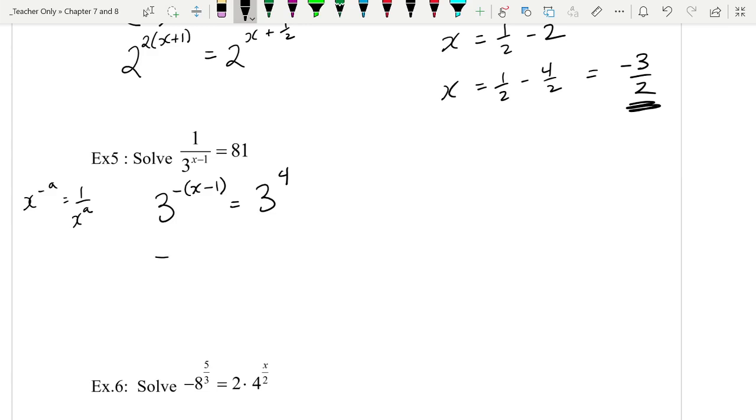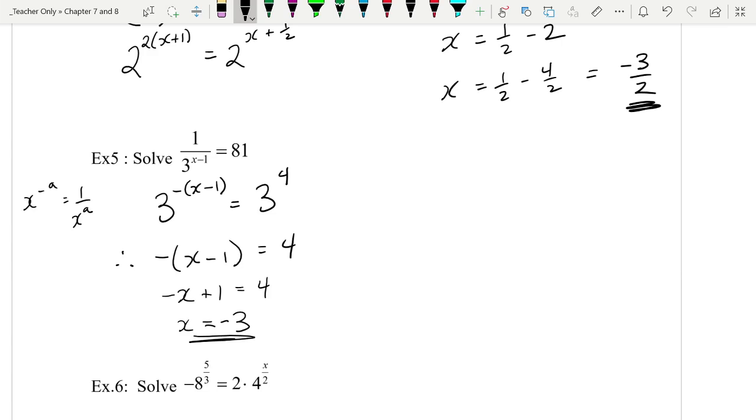So negative x minus 1 is equal to 4. And so negative x plus 1 equals 4, and x is equal to 3. Oh, negative 3, sorry. I lost the negative. X is equal to negative 3, thank you. Okay.